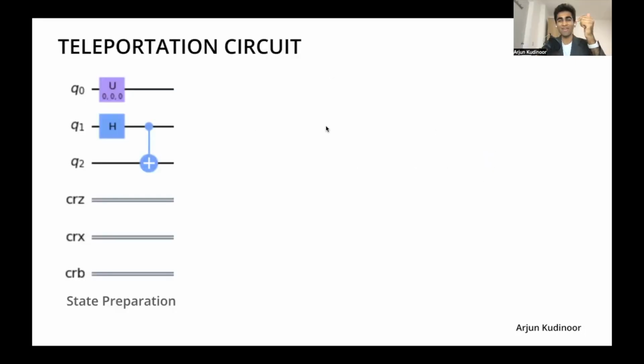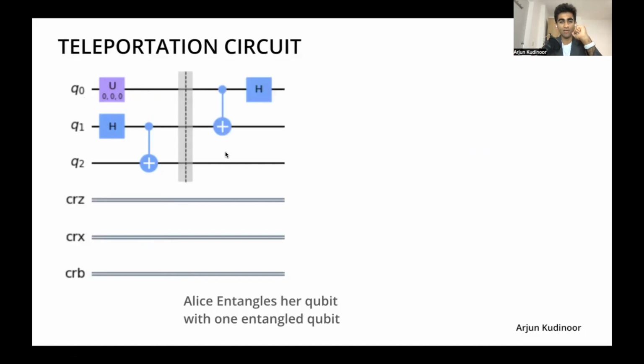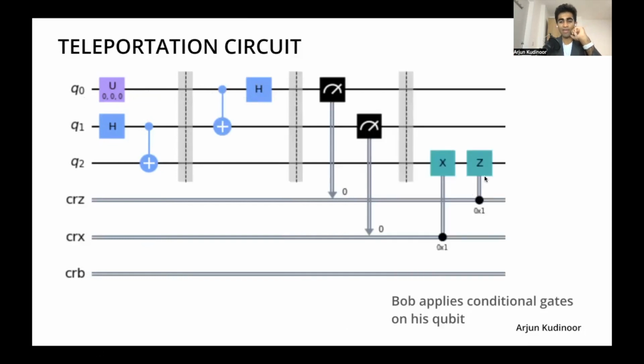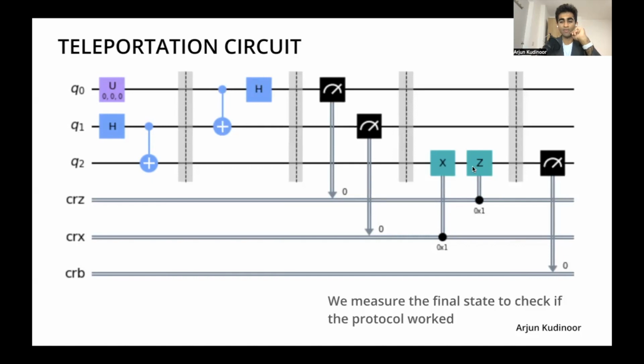You can also build a circuit that does all of this, where you prepare a state that Alice has, prepare an entangled pair of particles, entangle Alice's qubit with one of them, have Alice make those measurements, and then have Bob apply some conditional gate operations depending on the measurements he gets from Alice onto his qubit. And then he can check whether he has Alice's state using measurements of his own. So you can also build the circuit without knowing much of the math.